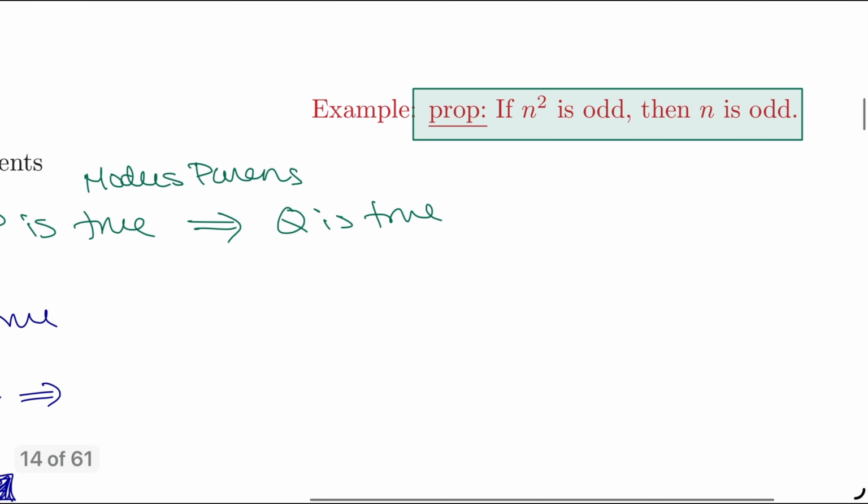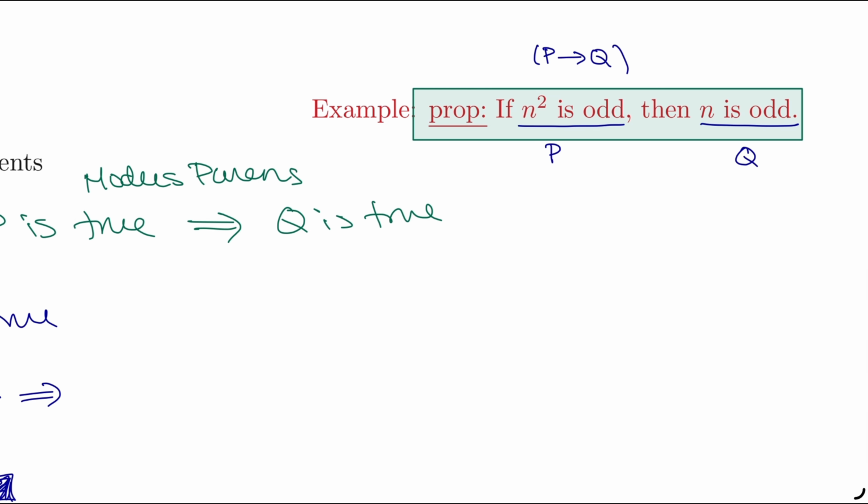So we clearly see the if-then form of the statement, right? So if I use P to be the statement n squared is odd, and Q to be the statement n is odd. So again, P is n squared is odd, Q is n is odd. I don't think I said that right the first time. Then I have my classic conditional, if P then Q.